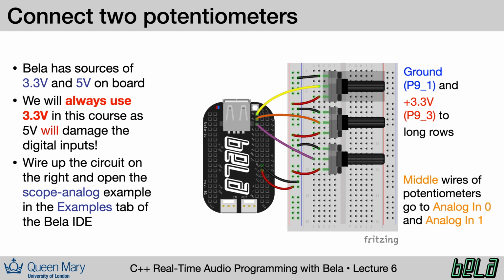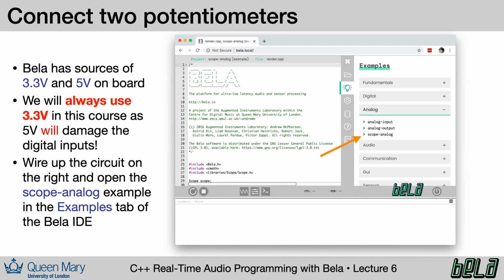Once you've finished wiring this up, open the Bela IDE, go to the example projects, and open the project called Scope Analog in the Analog section. Run this, open the Bela oscilloscope, and you should see 3 waveforms which change as you adjust the pots. This example only works with the first 2 analog inputs. I'm having you use 3 potentiometers because we'll use the third one later, but you'll see 2 analog inputs plus a sine wave that is generated as a result of the sketch.